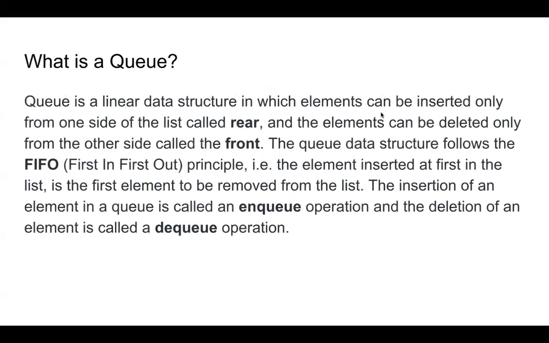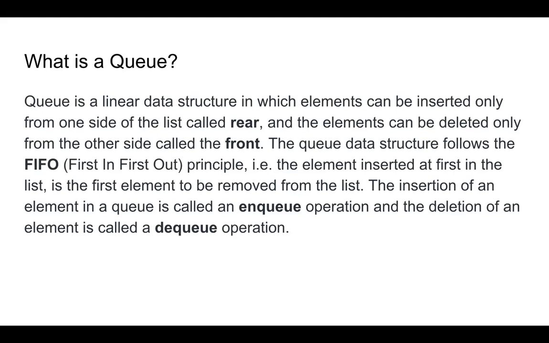So moving forward, what's a queue? Now, a queue is a linear data structure in which elements can be inserted only from one side of the list, called the rear, and the elements can only be deleted from the other side, called the front. So over here, it's actually working in the very opposite way, because the first item being entered will be the first item being removed from your queue.